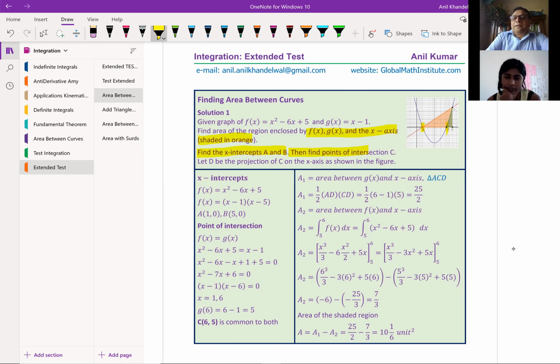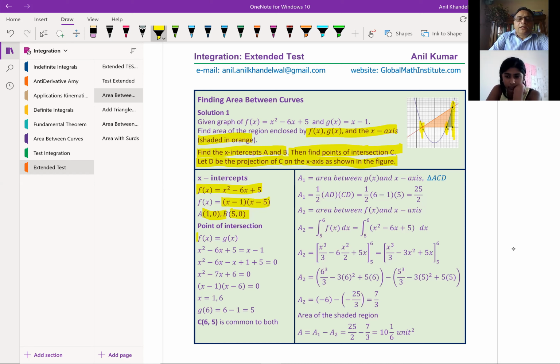Okay, now find these x-intercepts and the point of intersection. That is a basic thing. So find the point of intersection. Then let D be the projection of C on the x-axis as shown. Then you just project this point down, so you have a perpendicular line, right? So you know the x and y values. So let's begin with finding the x-intercepts for the parabola. It is in factored form. So you get x value is 1, and x value is 5. So these are the two x-intercepts.